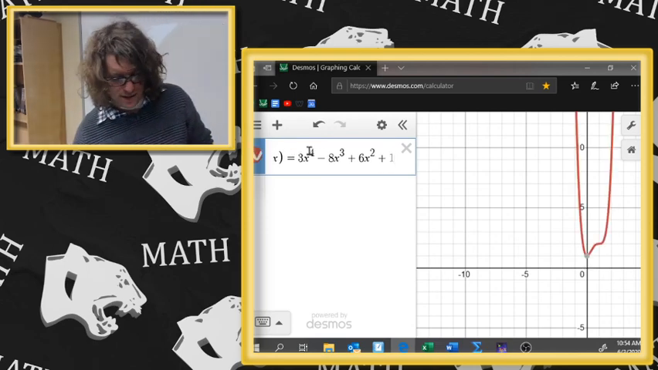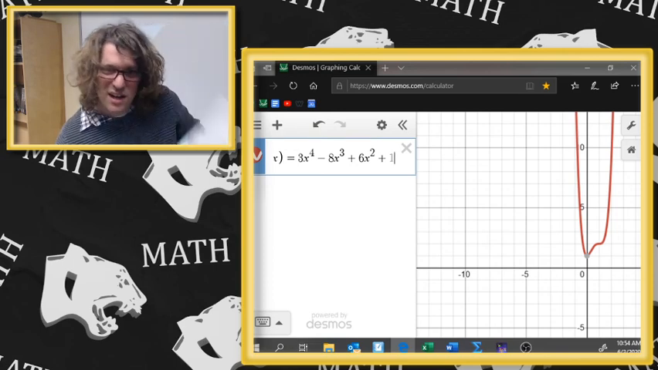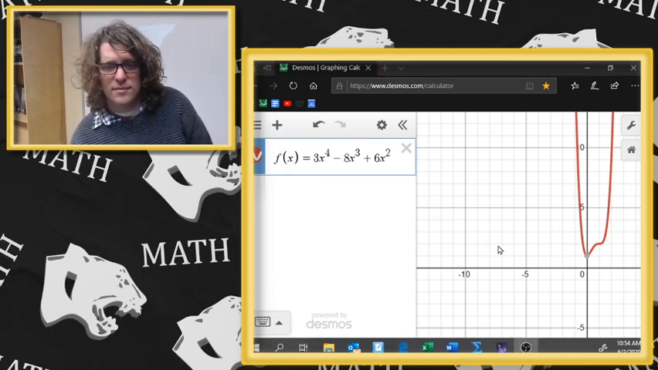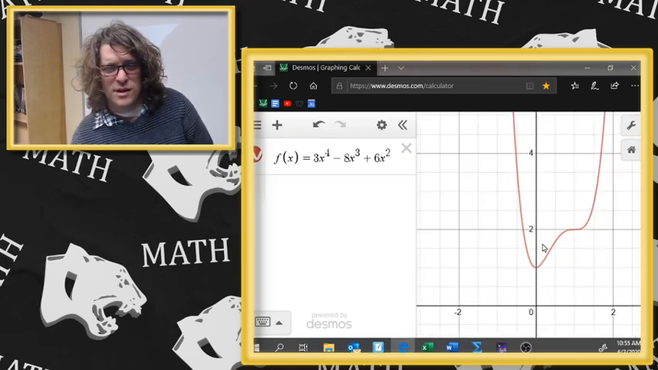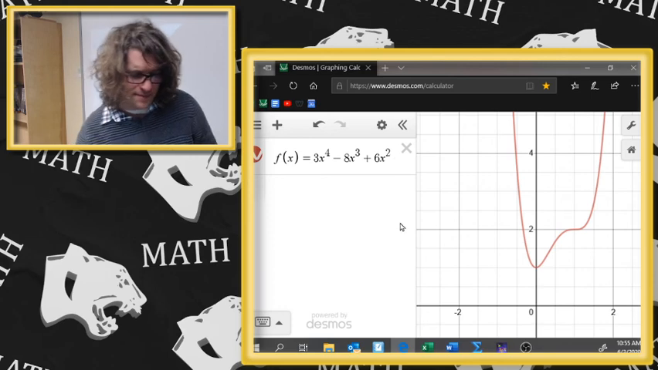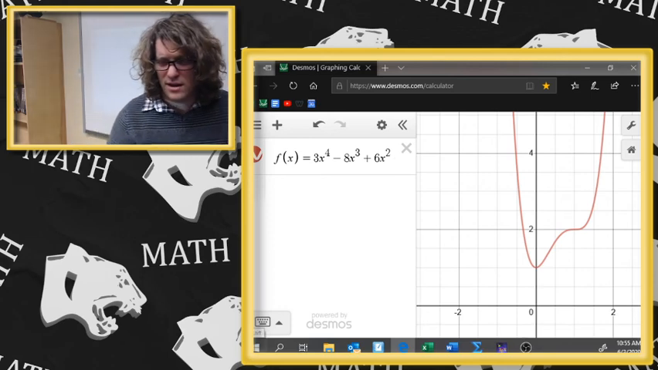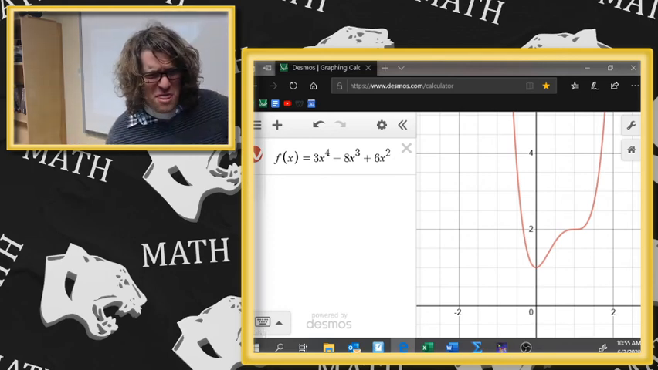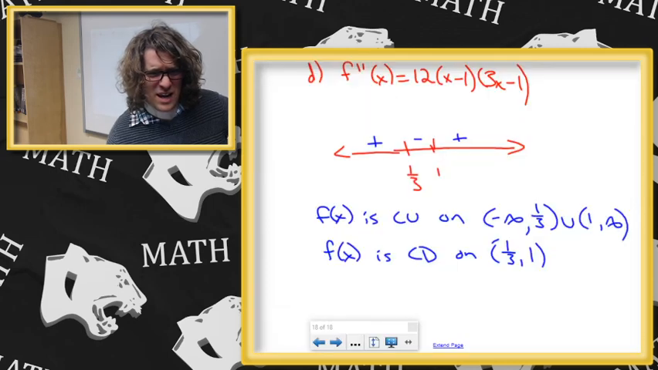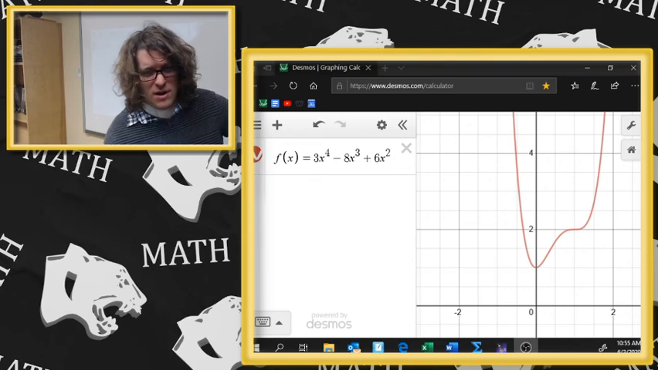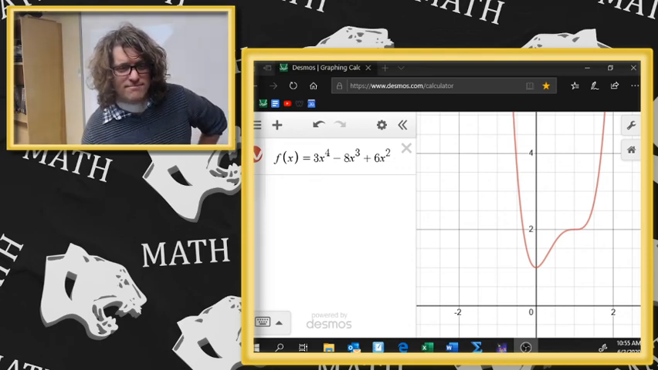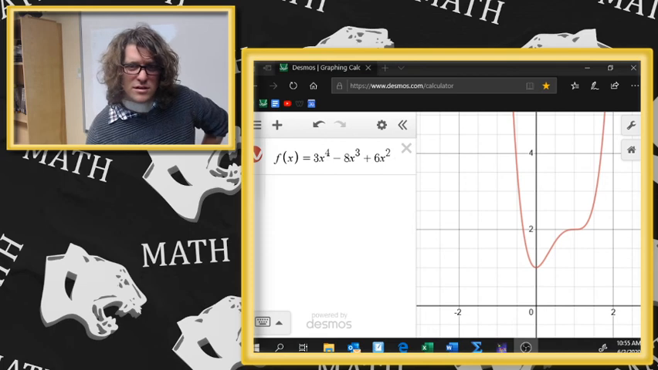All right, so important things that we said. Said that there's a local minimum that would occur at 0, 1, so that looks fine. We said that there were changes in concavity that happened at 1/3 and 1. So this is concave up, switches to concave down, switches to concave up. So that does look good. I guess that's all we had to figure out. So it looks pretty reasonable.